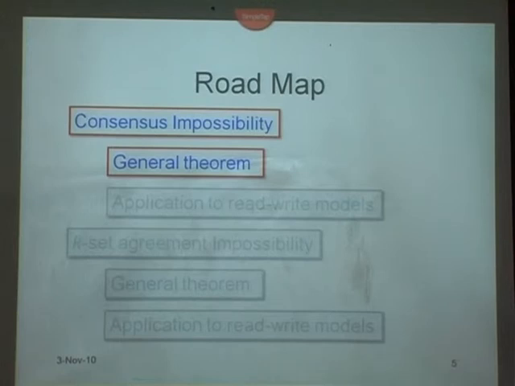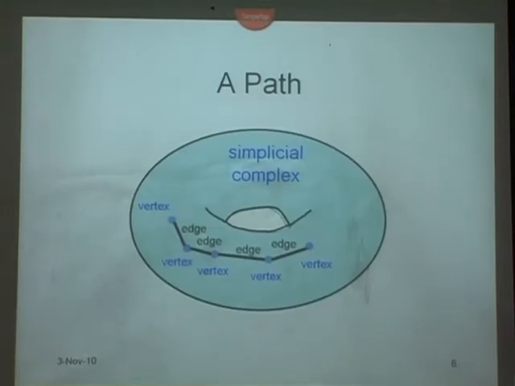So the first thing I'm going to do now is give you a general theorem that tells you when you cannot solve consensus. So we'll take a simplicial complex. This is not a smooth surface. This is a complex, but I get tired of drawing all the edges. And the path is defined, but you take a vertex, you take an edge to another vertex, you take a vertex and an edge like that.